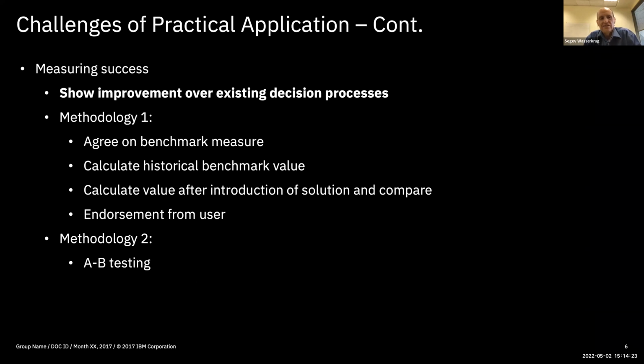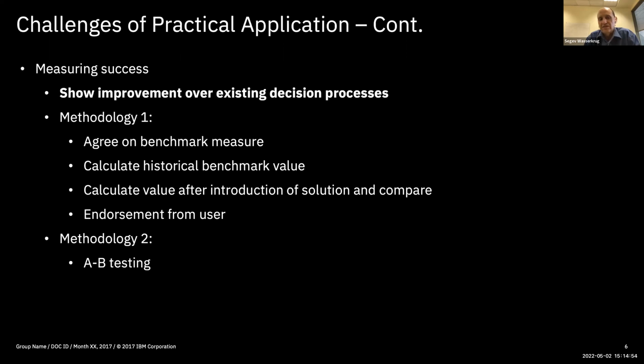So one technique is to say, okay, let's agree on a benchmark measure. For example, if I talk about the water network, one of the goals there was to reduce the number of leaks and bursts resulting from pressure management. So we looked at the previous year, and we counted the number of leaks and bursts that happened in that year, and then the user used the solution for a year, and we compared the reduction in the number of leaks and bursts.